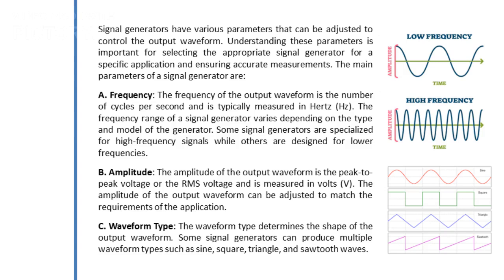Additional parameters to consider include duty cycle, modulation, and sweep. The duty cycle is the percentage of time a pulse is on during one cycle. Modulation involves varying one or more parameters of the output waveform, such as amplitude or frequency. Sweep refers to varying the frequency or amplitude over a defined range. These parameters can be adjusted manually or automatically. Understanding these parameters is essential for selecting the appropriate signal generator for specific applications.